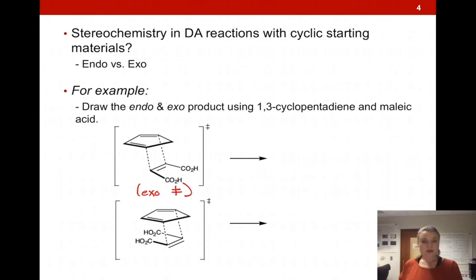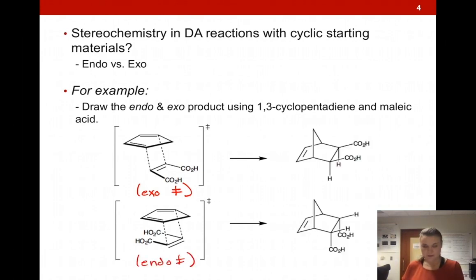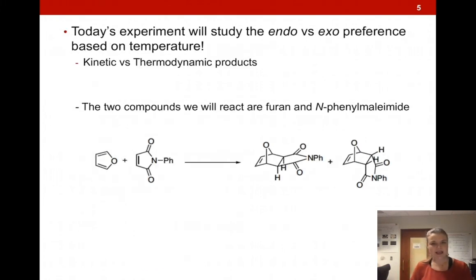Whereas on the bottom, your acid groups are up under the diene, they're facing in, that is your endo transition state, which will give you your endo product. Now, these produce bicyclic rings that only differ in stereochemistry. Now, something to note here is that depending on starting materials, temperature, the reaction in general, there will be preferences for endo versus exo, and that is something we're going to be looking at in today's lab.